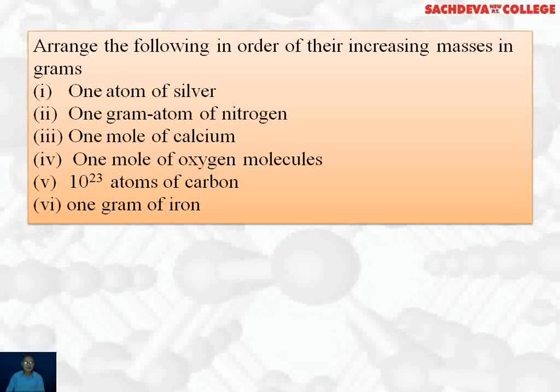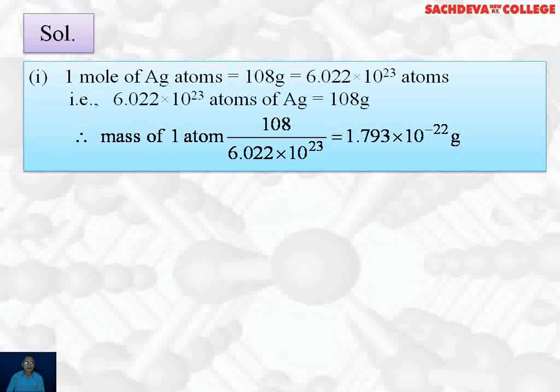Let's take up the next question. Arrange the following in the order of increasing masses in grams. Number one, 1 atom of silver. Number two, 1 gram atom of nitrogen. Gram atom is the same as mole, but in case of elements or atoms. 1 mole of calcium, 1 mole of oxygen molecules, 10^23 atoms of carbon, 1 gram of iron. Now let's solve it.